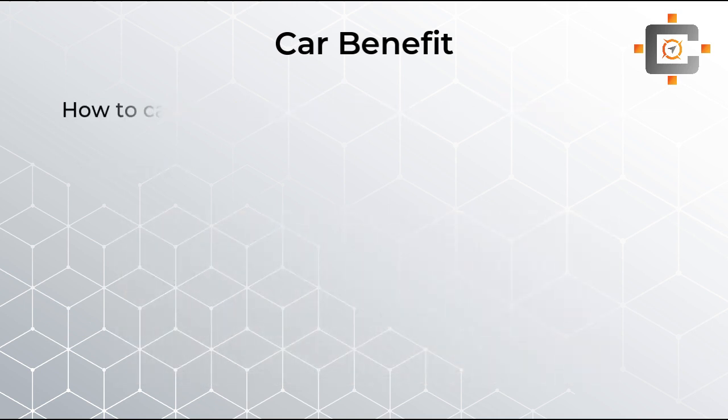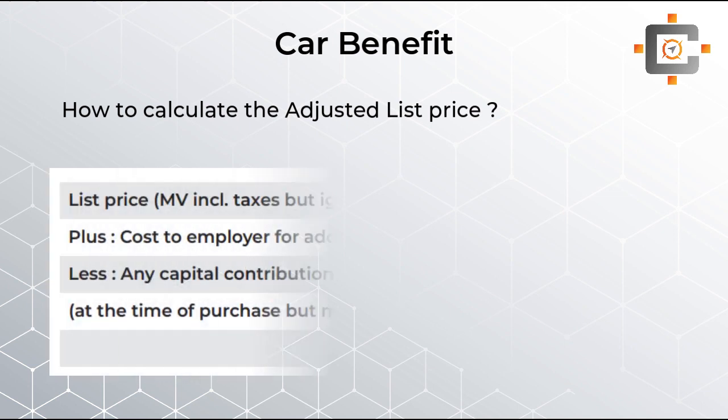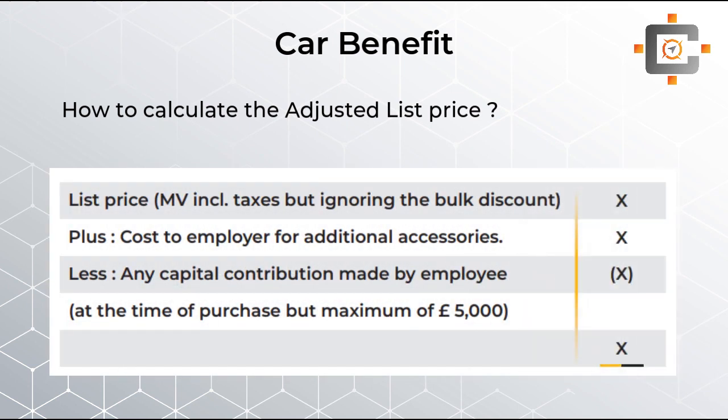Now how to calculate your adjusted list price? Once again, there is a pro forma given over here, students. You can see the list price plus cost to employer for any additional accessories, minus any capital contribution. Please remember over here the capital contribution, students. In the previous pro forma, the contribution that we have seen was contribution for using the car, but over here the capital contribution means for purchasing the car. Any kind of capital contribution you made should be deducted from here. So you have to mug up both the pro formas, students, perfectly word by word. But that capital contribution deduction has a maximum limit of £5,000. Okay, so I hope you are getting this point.